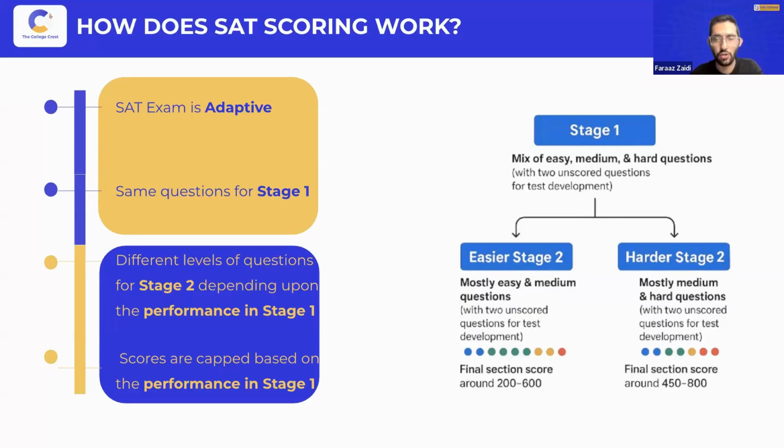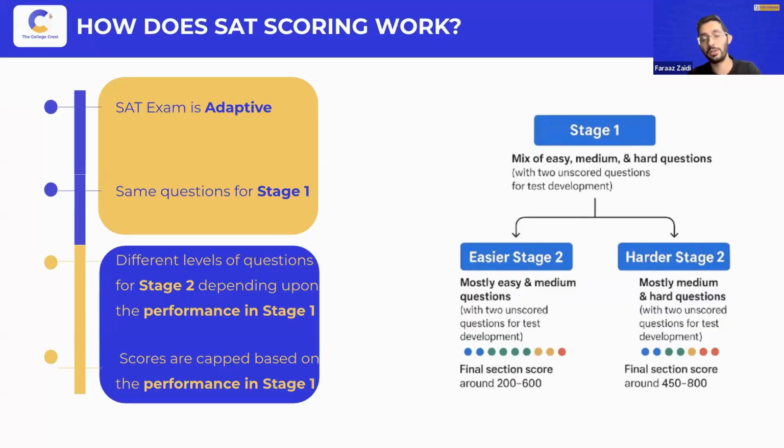This means that your performance in stage one will also determine your scoring range. How does that happen? Students placed in the harder stage two have the highest possible score, up to 800 per section, which opens up your SAT score to touch 1600. And very honestly, if you're looking at any score beyond 1400, you need to be hitting at least one of these harder stage twos. Students placed in easier stage two have a maximum possible score capped around 600 per section.